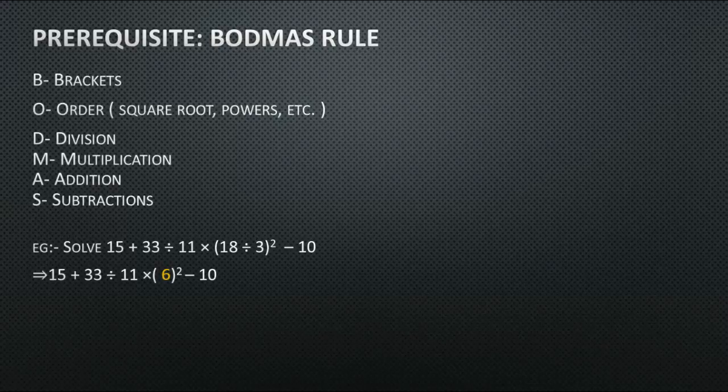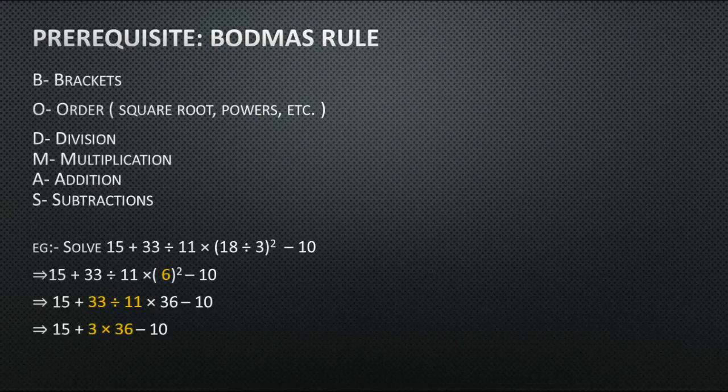So our next step would be to rewrite the expression in the form that is shown here. 6 squared would give us 36. So the new equation becomes 15 + 33 ÷ 11 × 36 − 10. Now, getting back again to the BODMAS rule, what follows next is division. Our expression has 33 divided by 11 in it. So 33 by 11 gives us 3, and hence the equation further reduces to 15 + 3 × 36 − 10.